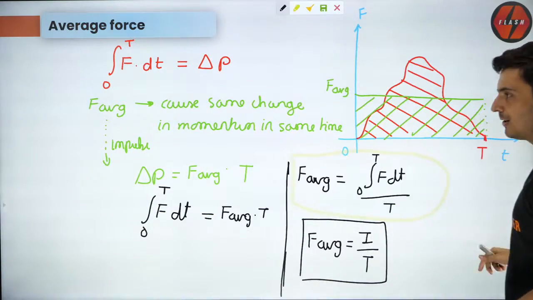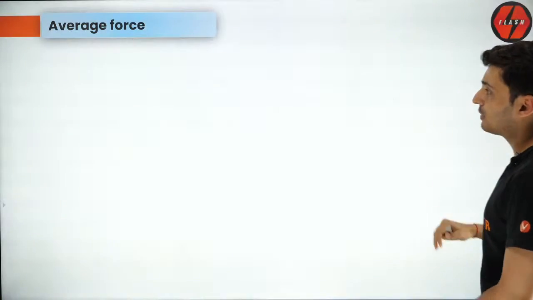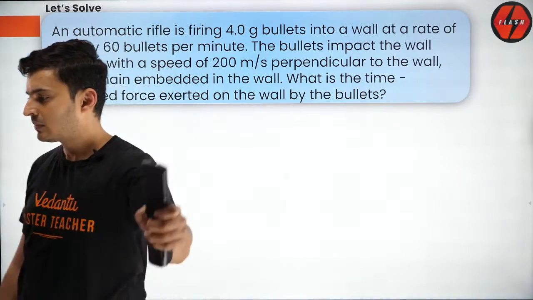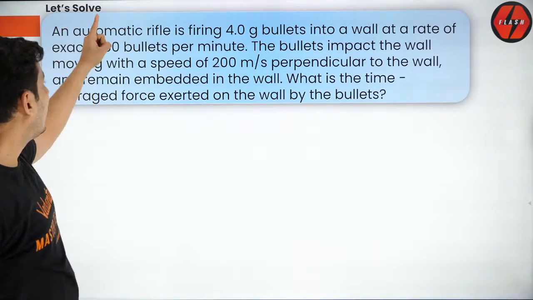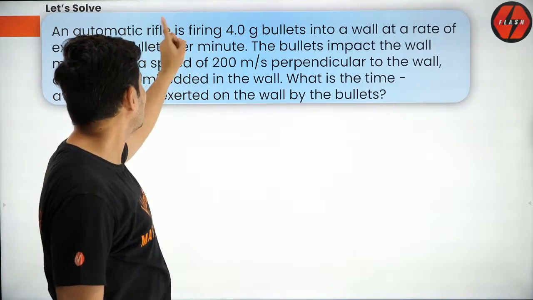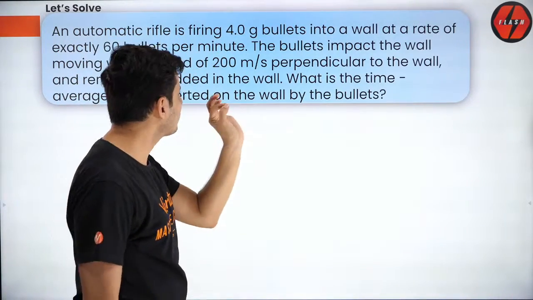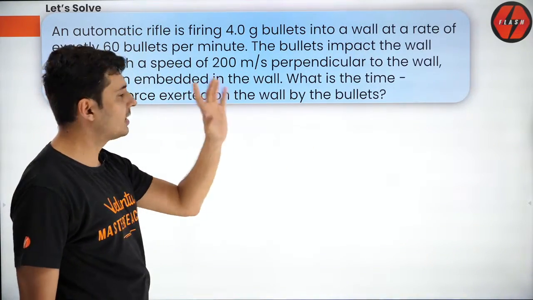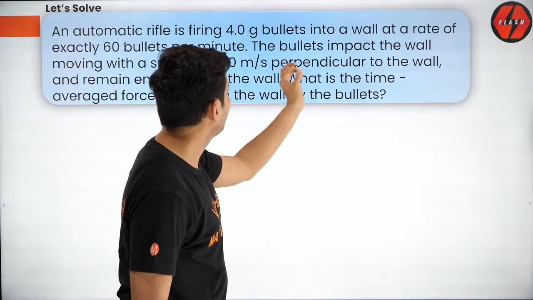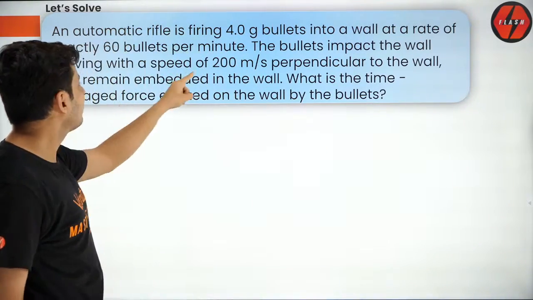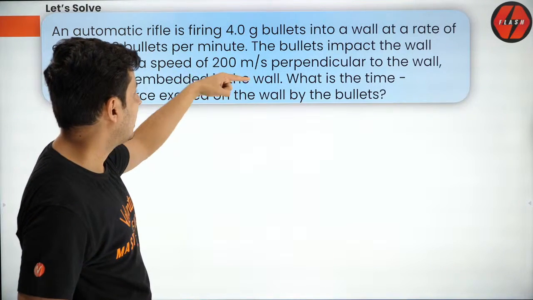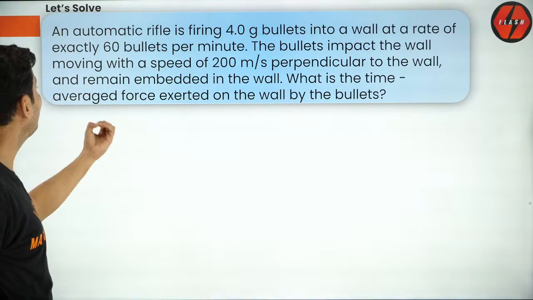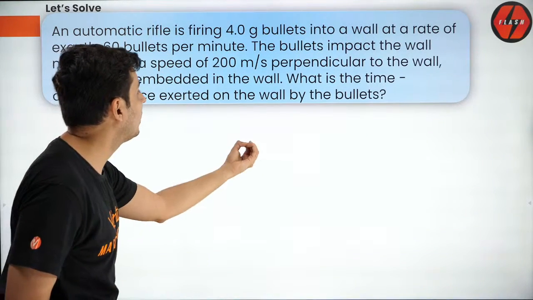All right. So let's do a question, guys, on average forces. Come on. Let's see how many of you get this. An automatic rifle is firing 4-gram bullets, very small bullets, into a wall at a rate of 60 bullets per minute. The bullets impact the wall, moving with a certain speed, and get embedded in the wall. And then, what is the time averaged force exerted on the wall by the bullets?